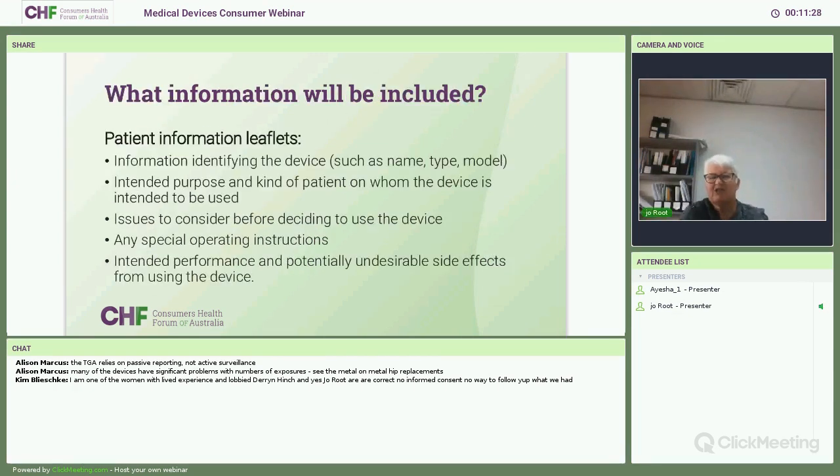If we turn to the patient information leaflet, the idea is, in some ways, to mirror what we do for medicines. For medicines, I'm sure many of you are aware, we have the consumer medicine information leaflet, which tells you what the medicine is usually used for, any side effects to be aware of, any problems that you might expect to see, and what to do if you have a problem. We don't have anything like that for devices at the moment.